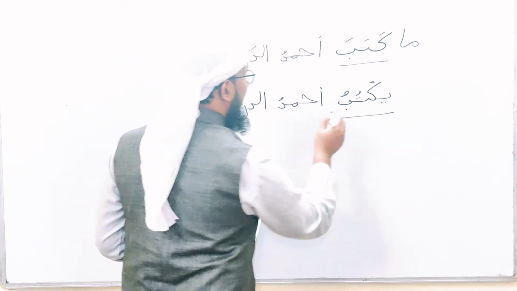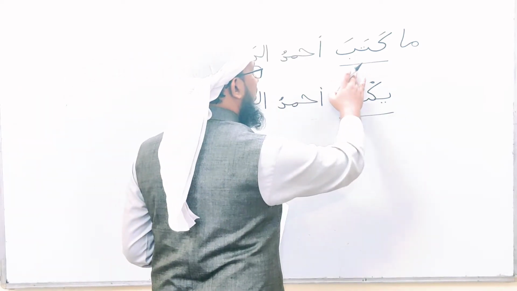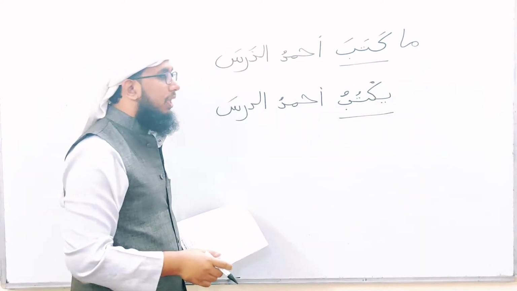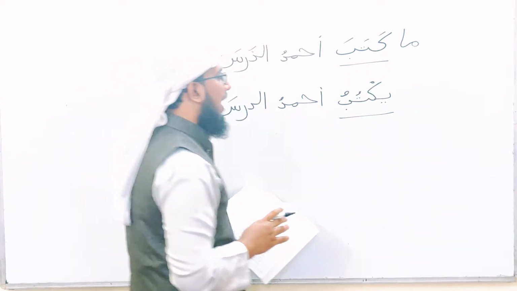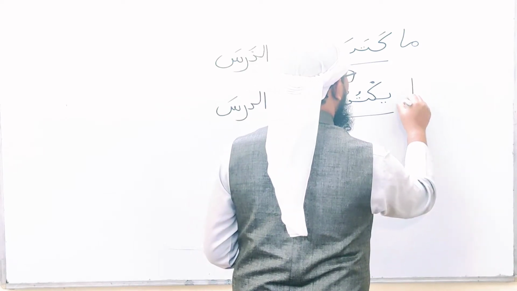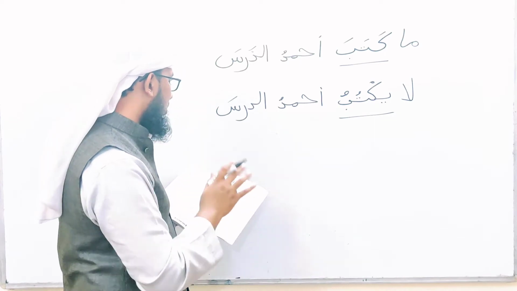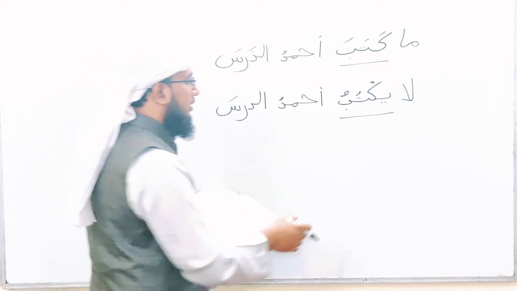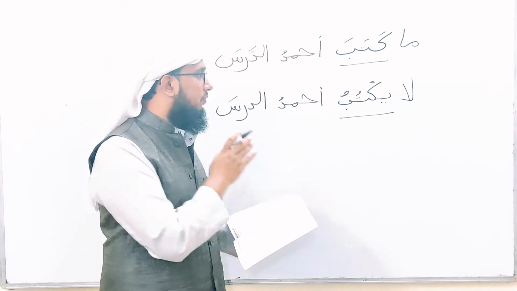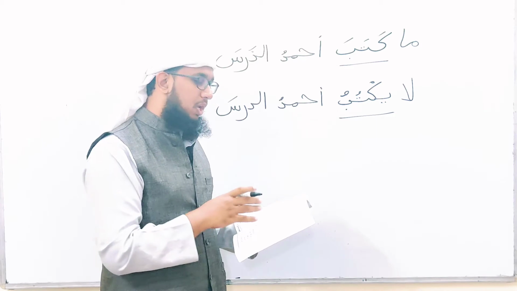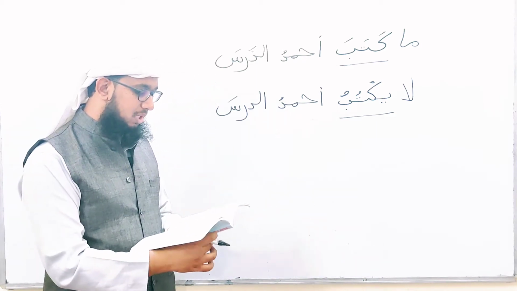Fi'l mudari'. Now we know that in madi, if we want to make it negative, we can add ma. Whereas in mudari', we cannot add ma. Rather, we have to add lam with the alif: لا يكتب أحمد الدرس. Okay, لا النافية. So by this way we make the sentence negative. This is what we have to learn in this exercise.